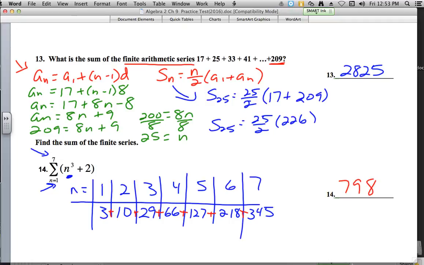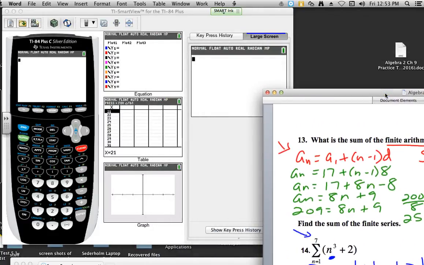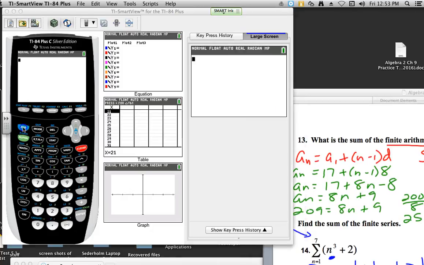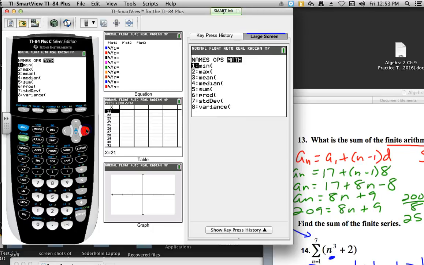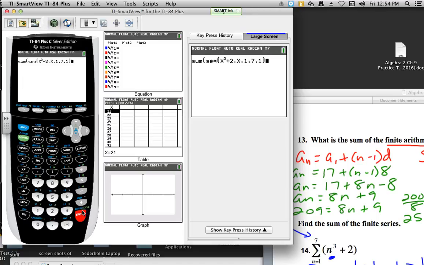And here is where I wanted to put my calculator up here, just to remind you that we do have a way to check on the calculator, and that comes from Second Stats Ops number 5, because notice that's telling us that we have the sum of a sequence. And the rule for this one was n cubed plus 2, but we had talked in class about how it's easier to just go ahead and use x and tell your calculator you're using x, where the first term here is a 1, because that was the first term. And we want to find 1 through 7 going by 1s, and enter. And there it is. So we know that our answer is right.